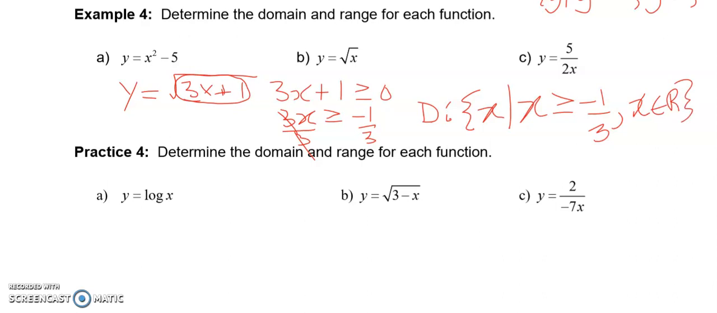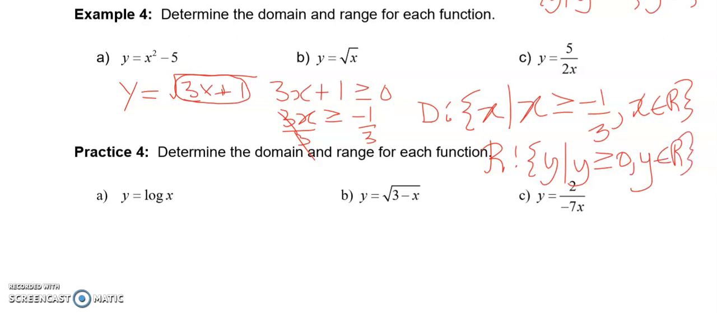Okay? And the range for that is exactly the same as the range for the other square root function. Y such that y must be greater than or equal to 0, y belongs to the real numbers. Okay? So that would be your domain and your range there.